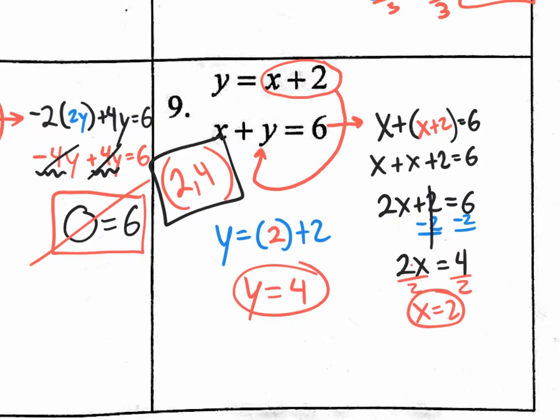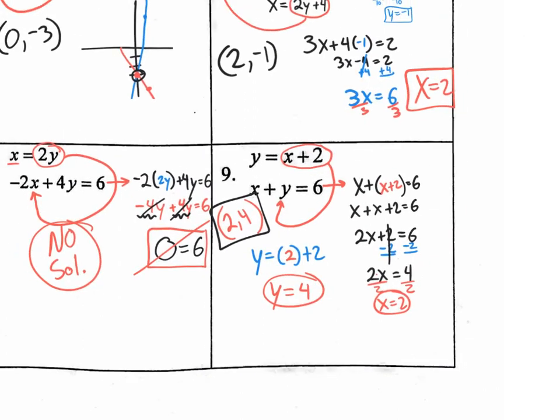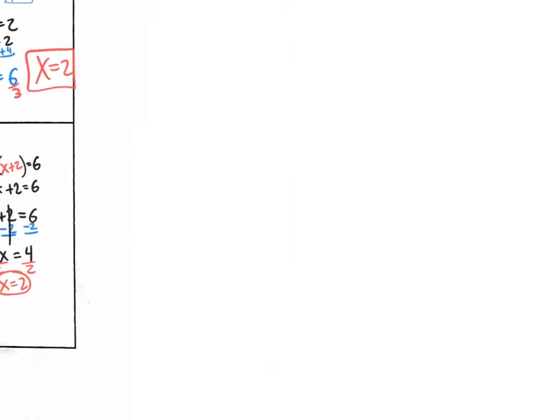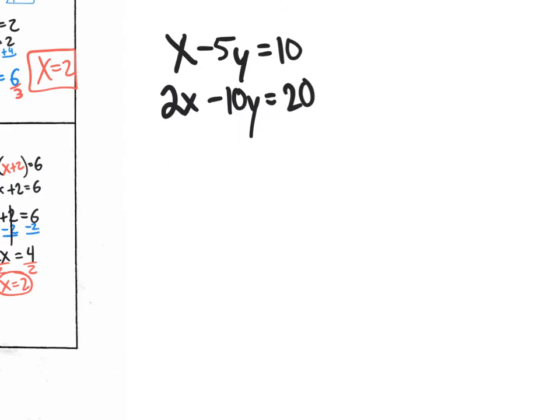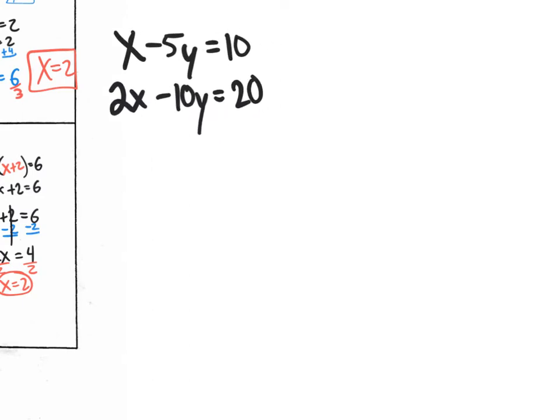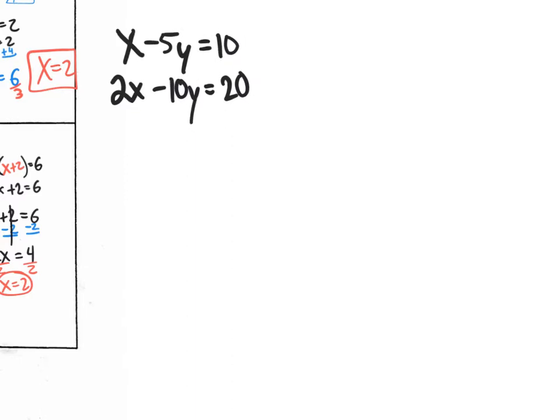I want to do one more, even though it's not on here. Maybe you want to jot this down in the back of your notes or somewhere. So let's say we have this system right here, and they ask us to solve it. We're going to do substitution. We're going to pick an equation. Let's pick the top one, right? And let's get the variable by itself. If I get the x by itself, I would have to add 5y and add 5y, and I will have x equals 5y plus 10.